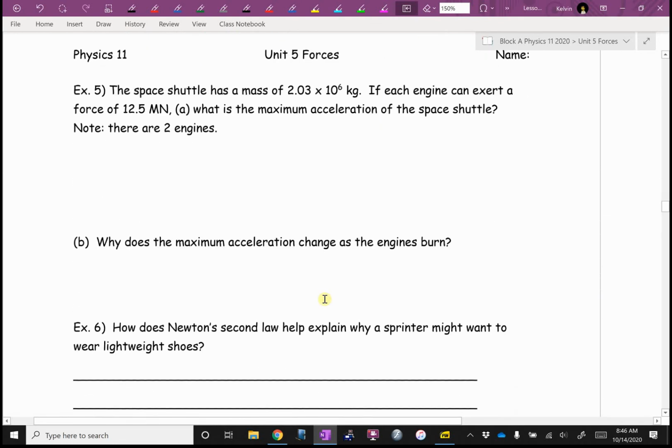Example 5. Is it turn the page or page over? Okay, please don't make me have to tell you that next time. I think this should be turned. No, but it is. Okay.